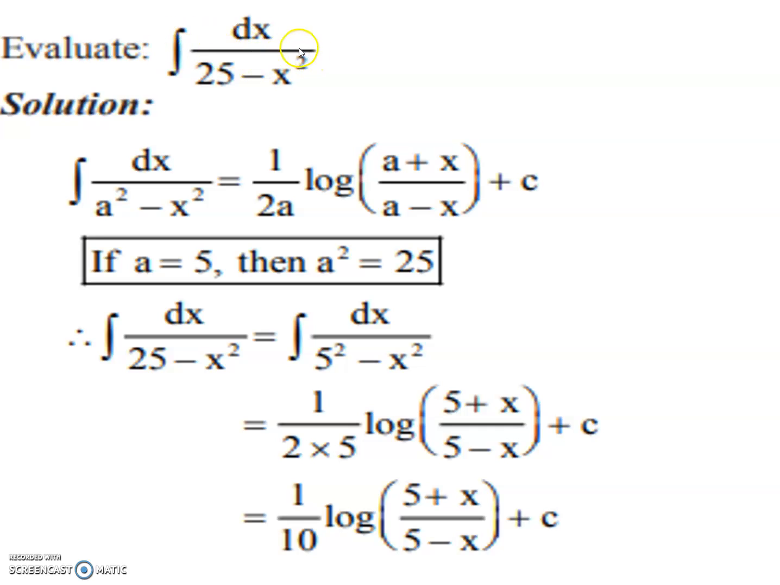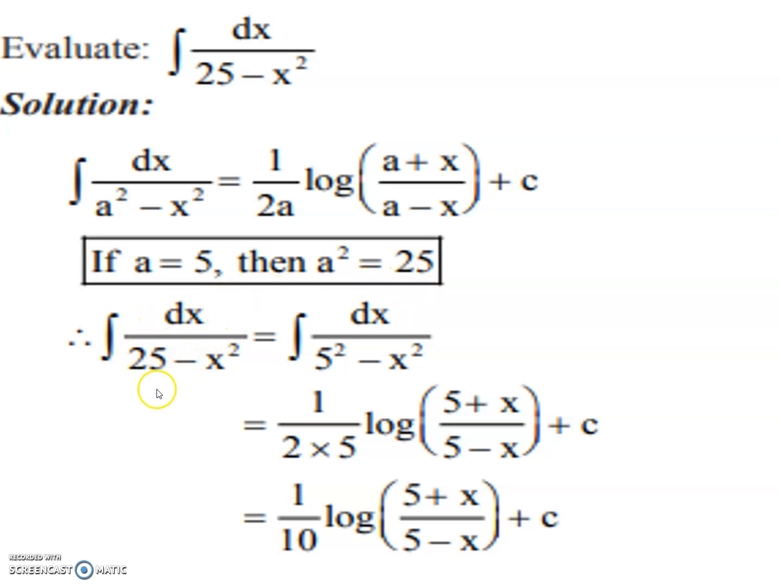The integration dx upon 25 minus x square. We know 25 is the perfect square of 5. So we have the formula dx upon a square minus x square is 1 upon 2a log a plus x upon a minus x plus c. What is the a value? 5. Then a square is 25.